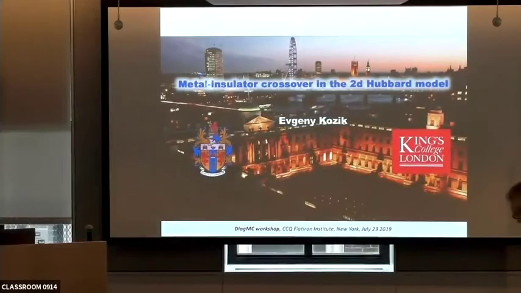I wanted to talk about one of the successes of diagrammatic Monte Carlo in addressing a long-standing physical problem of how an insulator develops in a two-dimensional Hubbard model.